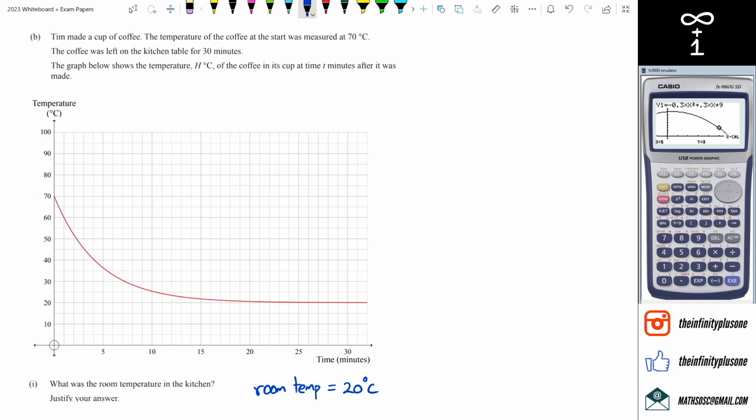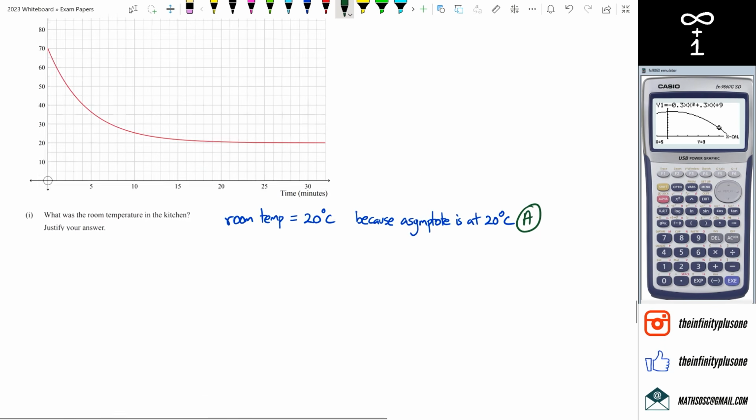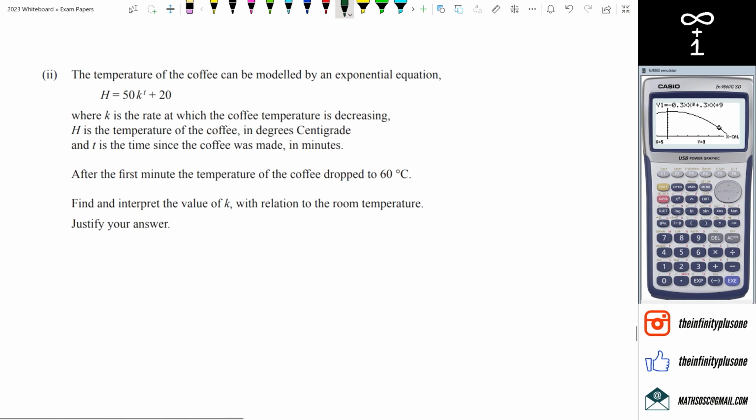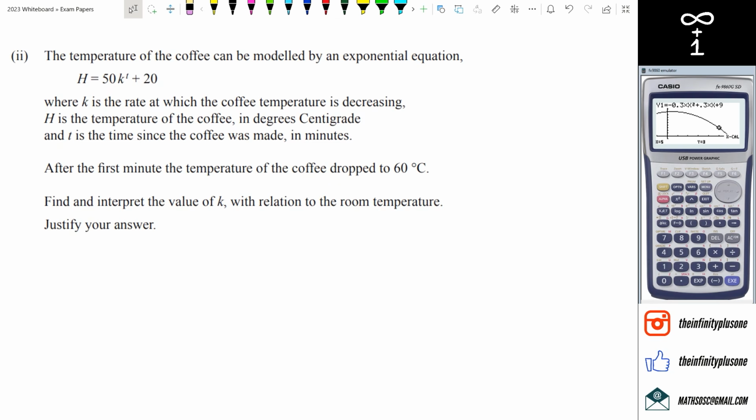But I guess you do need some justification, they're saying. So I guess we can say because the asymptote is at 20 degrees. So you might just need to say that little statement as to why it's there. So it's an achieved question. All right, part B. Well, not really part B, but part 2.